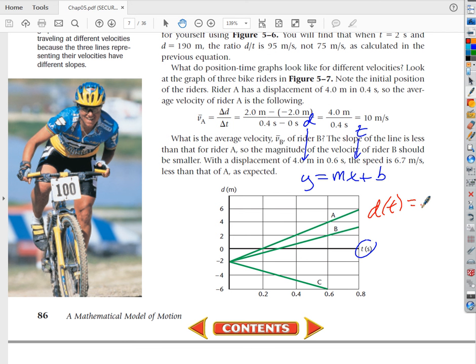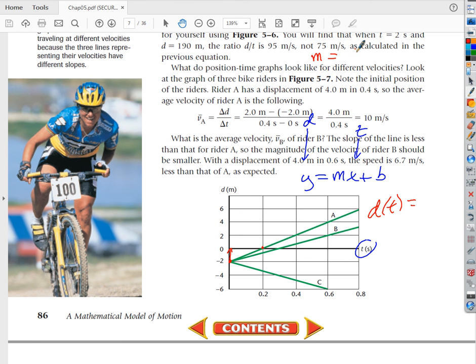Well, what's m gonna be? 1 over 0.1? Okay, so we have to do a rise over run, don't we? If we're gonna calculate the slope, we need a slope triangle, let's just use those 2 points right there. I'm gonna rise by positive 2, and run by 0.2. Okay?